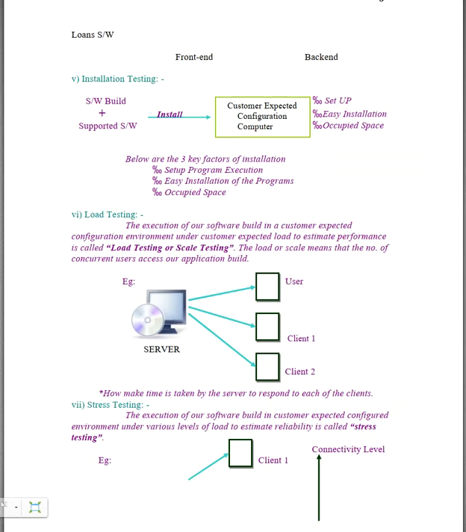Then we have something called the stress testing. The execution of our software build in a customer expected configured environment under various levels of load. In load testing, we will be only giving one load, like 1000, and checking whether it can handle it. But in stress testing, we will be changing the load, like 1000, 1500, 2000, etc.